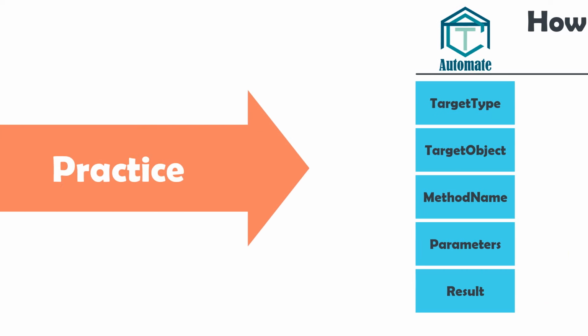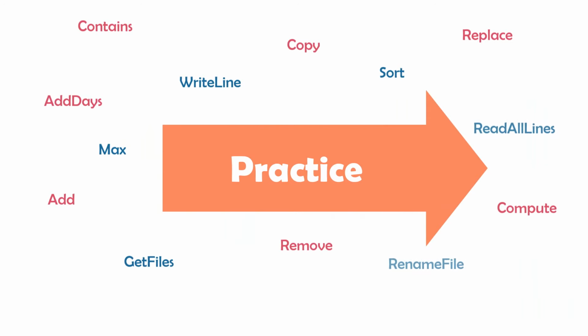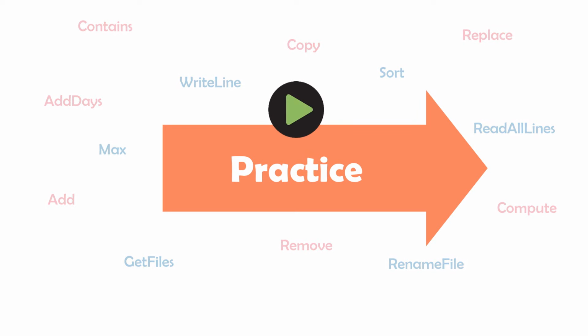Let's now practice what we learned in this video. I will show you different examples of how to use different methods in UiPath. I have about 13 examples that I will show you in this video. I will first tell you which method I will implement, then I will implement it. If you want to learn better, please pause the video once I tell you which method I will use. Then you can try to use it by yourself, and then you can check if the result is correct.